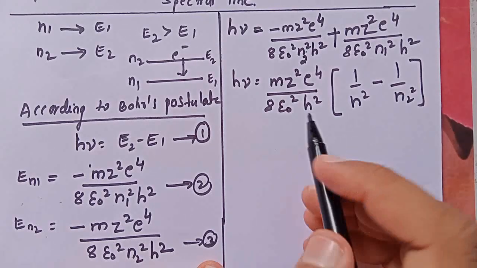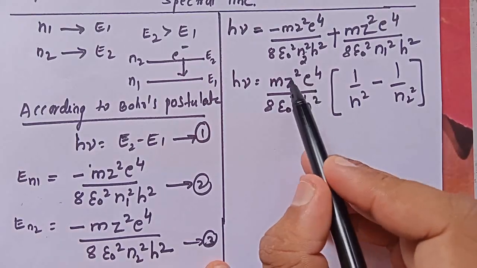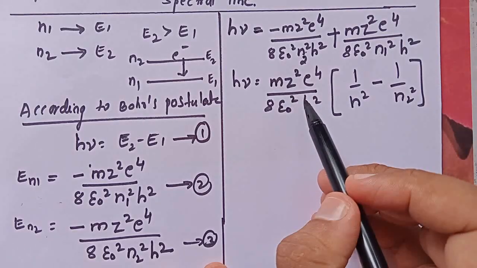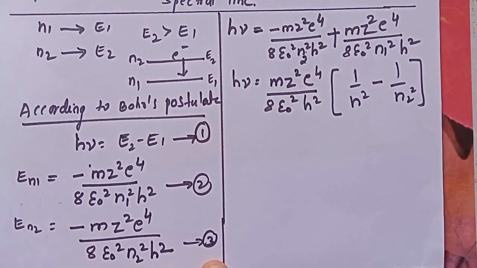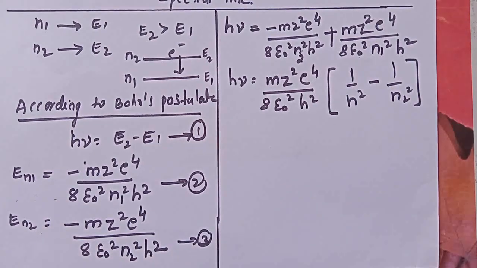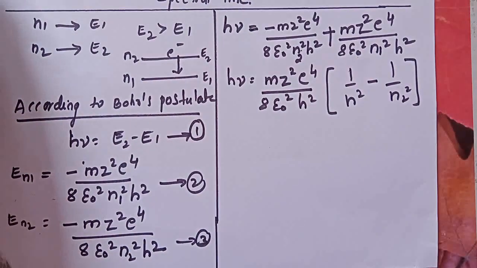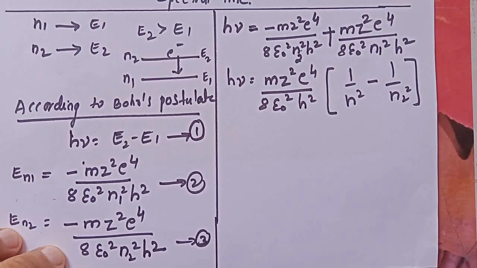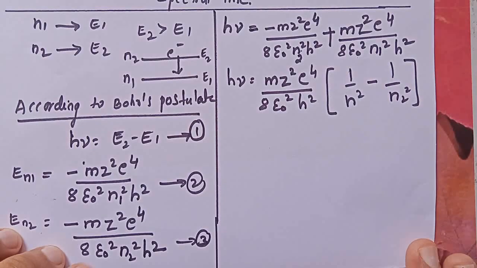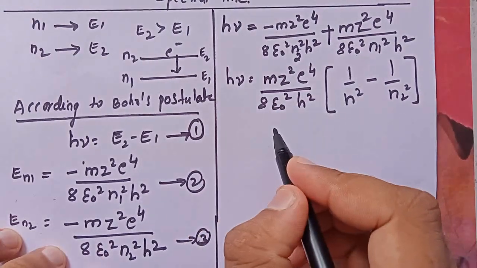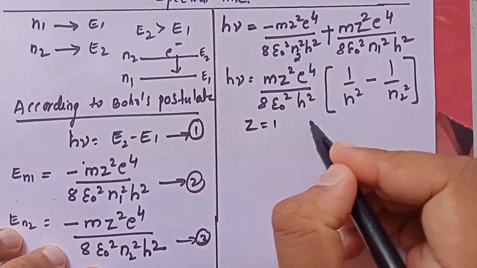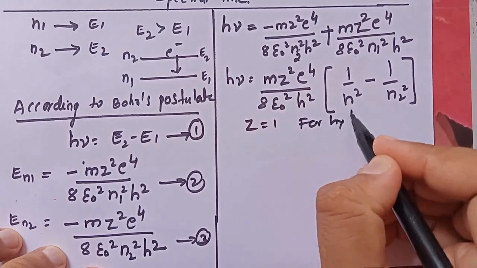Now in this equation, the term m z square e raised to 4 over 8 epsilon naught square h square is a constant. All terms are constant here. m is the mass of the electron, z is the atomic number, e is the charge of the electron, epsilon naught is a constant, and h is a constant. So now we are going to apply this to the hydrogen atom. Therefore let us put z is equal to 1 for the hydrogen atom.